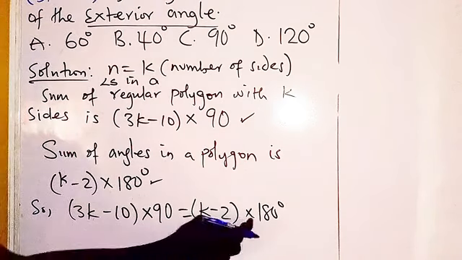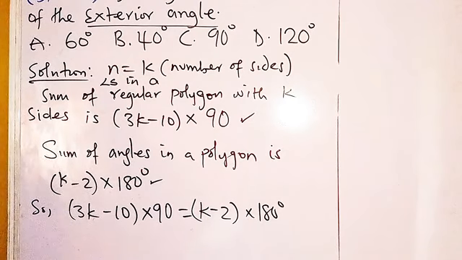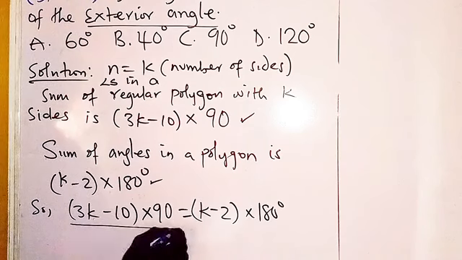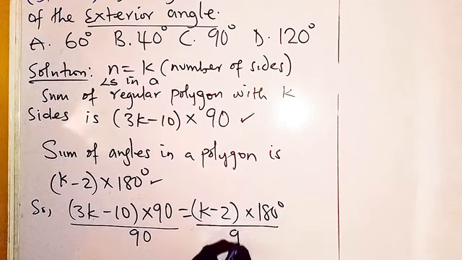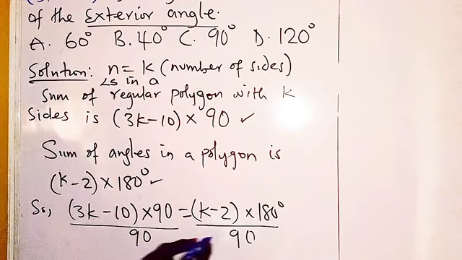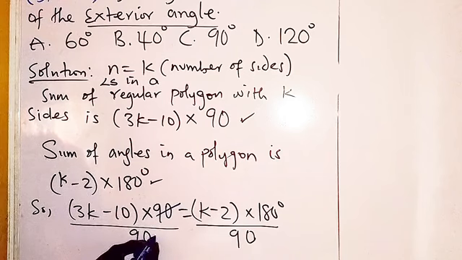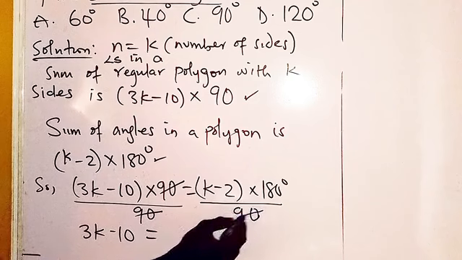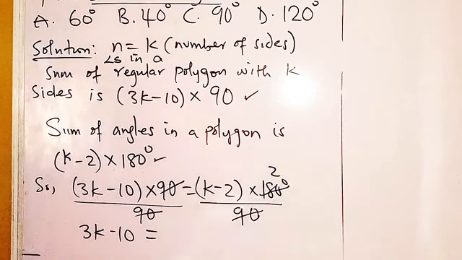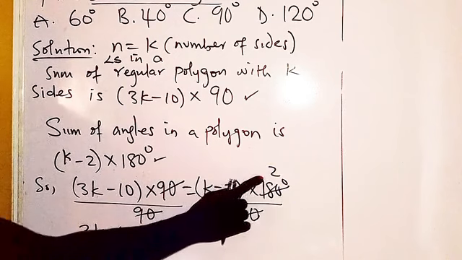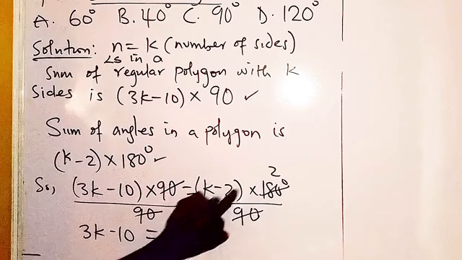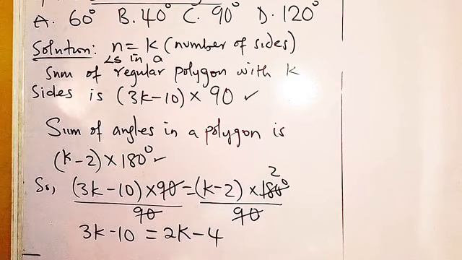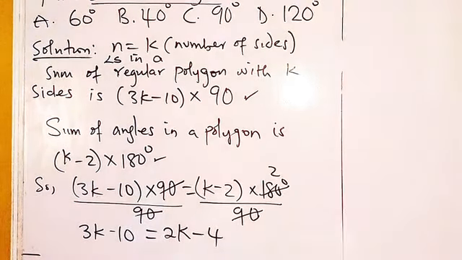So now from here, I can reduce this equation because it looks somehow ambiguous. If I divide both sides by 90, this equation will be reduced, right? So we cancel this 90 here. I have 3k minus 10 equals, 180 divided by 90 will be 2. So we're going to multiply the 2 by everything here. 2 times k, we have 2k. 2 times minus 2, we have minus 4. So you can see that the equation has now been reduced to a simpler form.